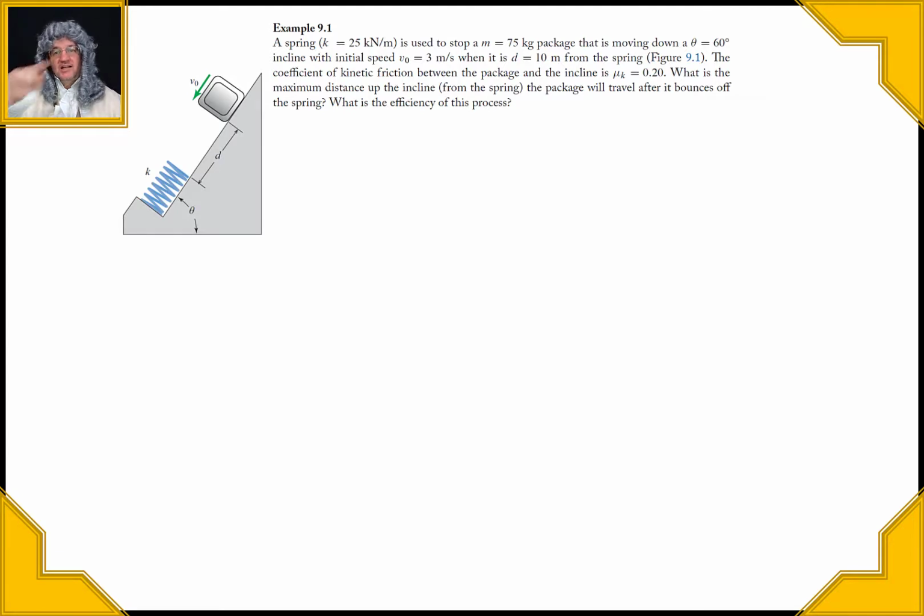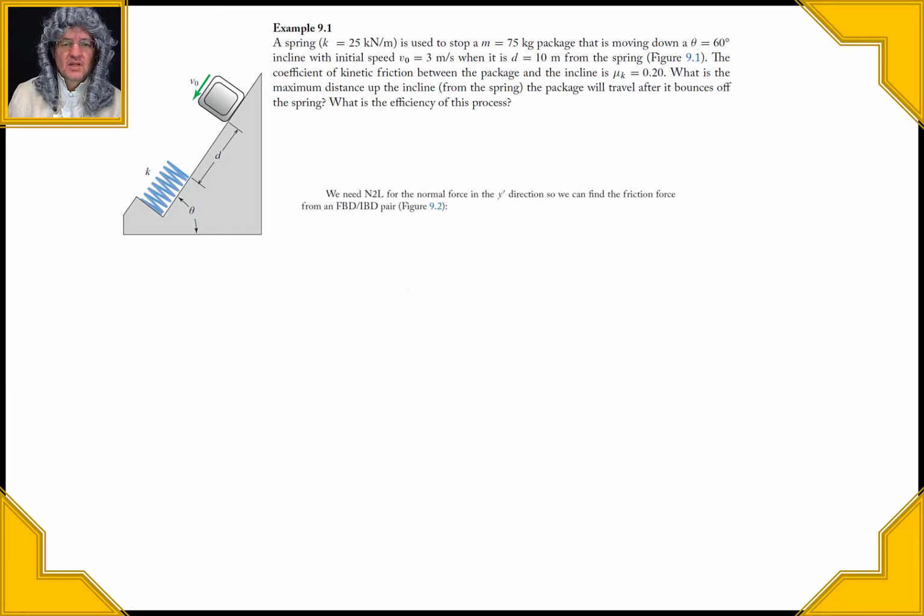So this block is coming down, right? And it's going to compress the spring. It's going to stop, pause a little bit, and then the spring is going to push it, and then the block is going to travel back up the slope, right? And we're going to figure out what's the efficiency of the process. So if it was perfectly efficient, that block would go right back up to its original position at its original speed, but it's not going to. It's going to come up someplace, and it's going to stop.